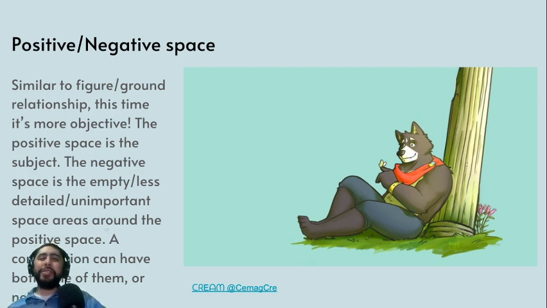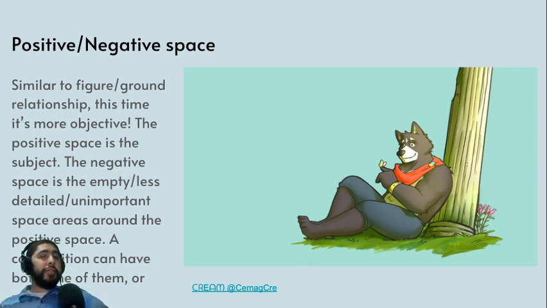But positive, negative space is a way of, I guess it's pretty much like figure ground relationship. So the positive space would be this wolf leaning against the tree, and the negative space would be this area around him. The negative space is not as emphasized. It's less important. In design terms, it's called white space, whether it's white or not. And the positive space is what we're meant to focus on most of the time.